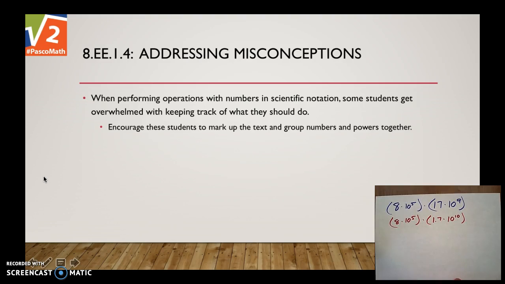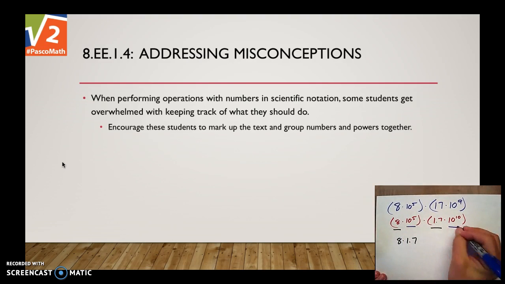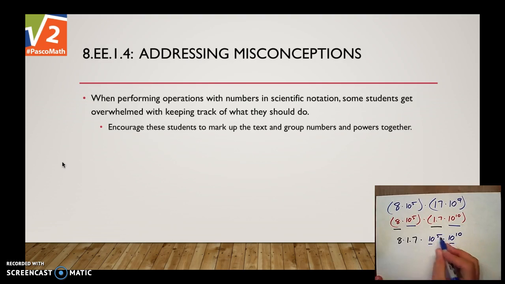We should really encourage students to mark up the text and group the numbers and powers together. We have the commutative property, so we should use it. I know I have 8 and 1 and 7/10, so I can rewrite. I also have my powers here, and I could group them together. Now we can rely on some prior knowledge. We know what to do with powers from 8.EE.1.1. It's the same base, multiplying exponents, so students should know at this point that we can add those exponents. So that's 10 to the 15th.